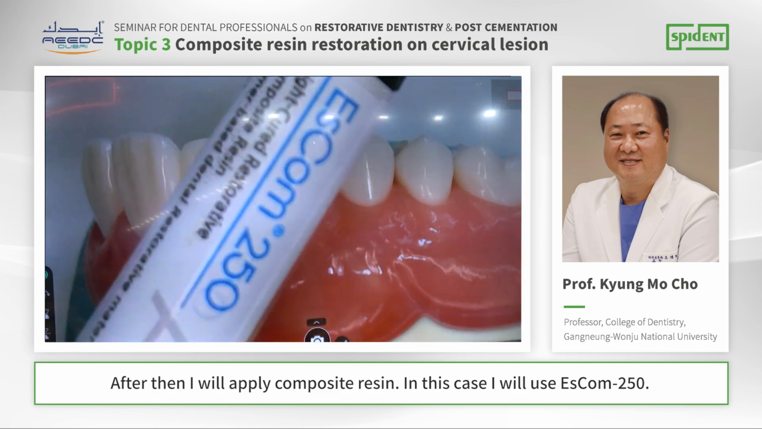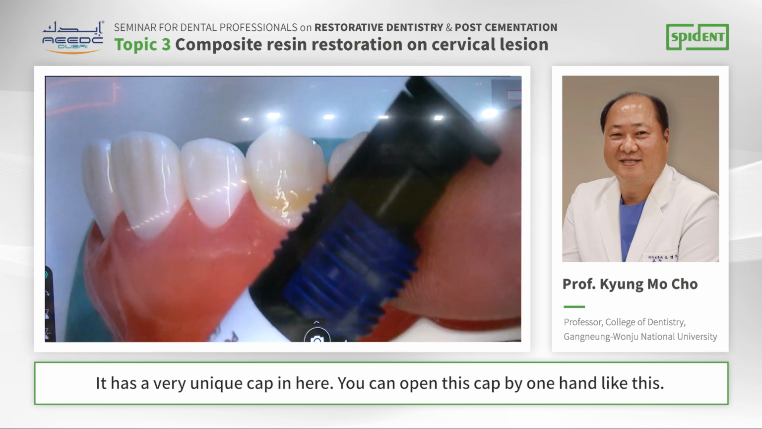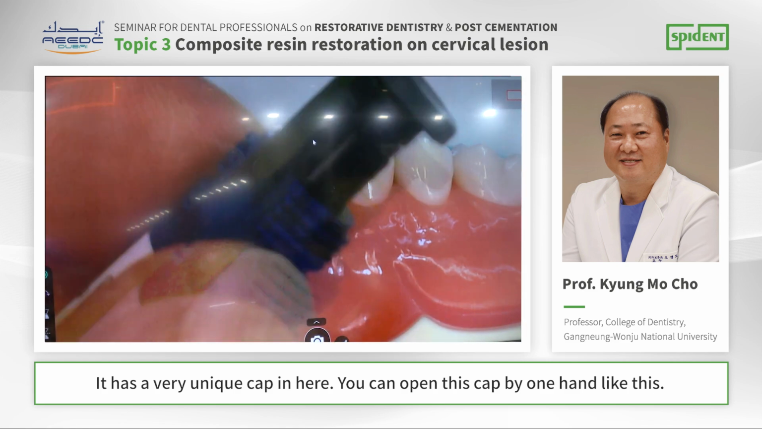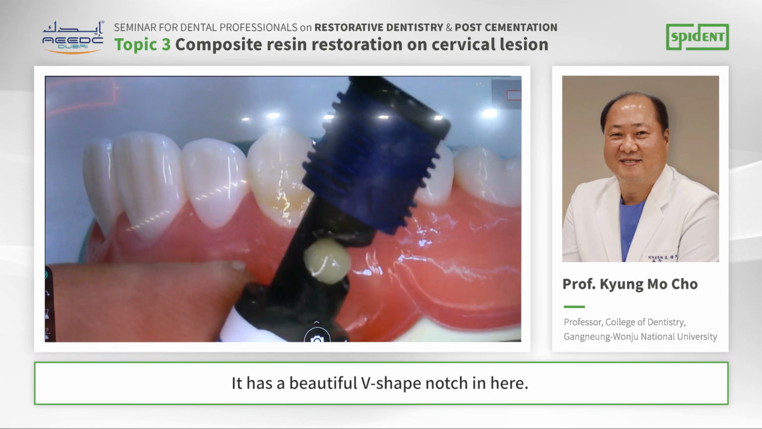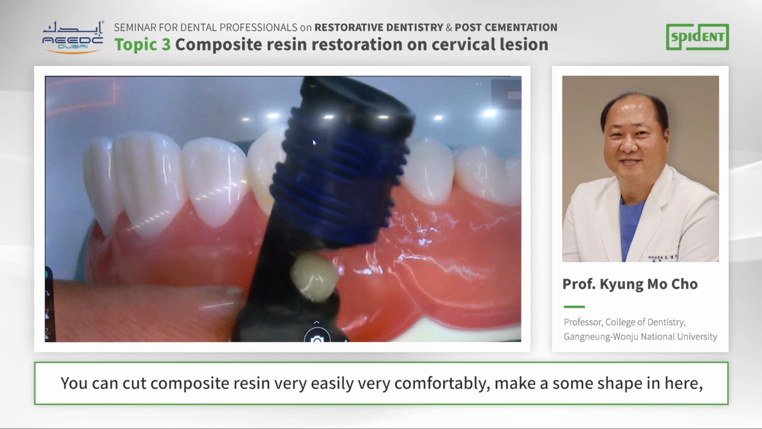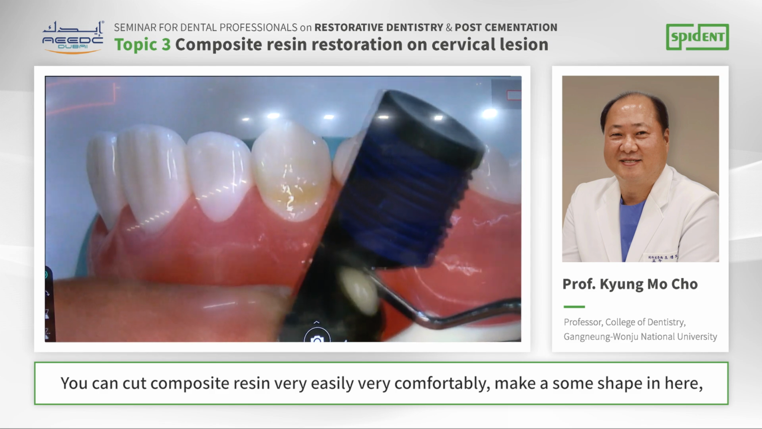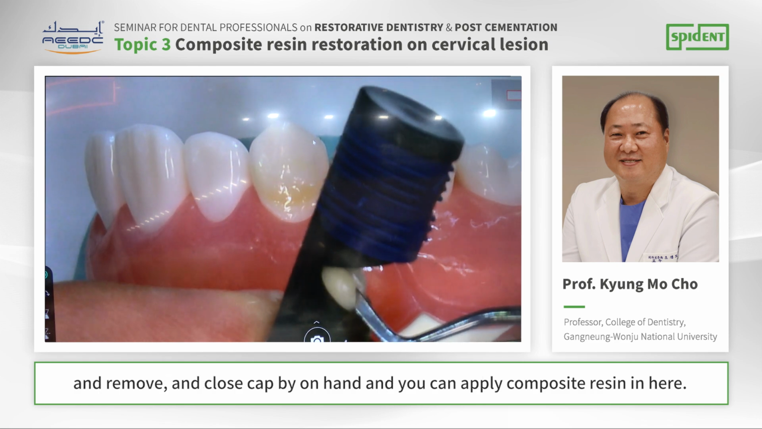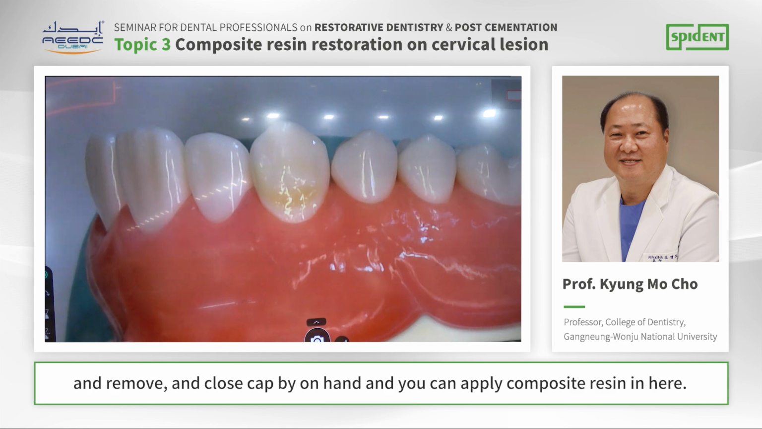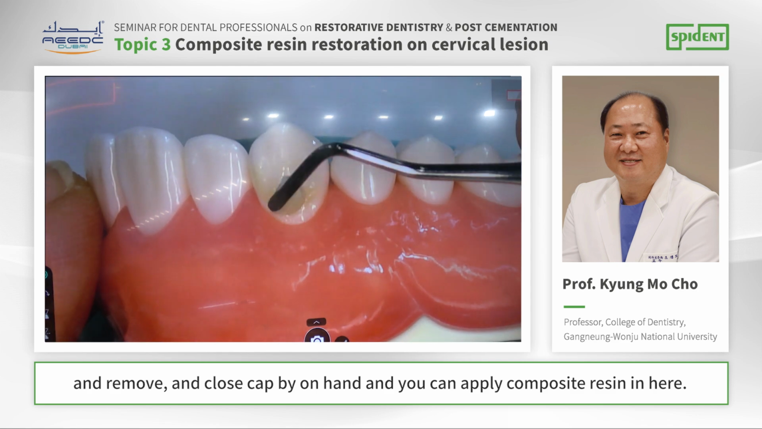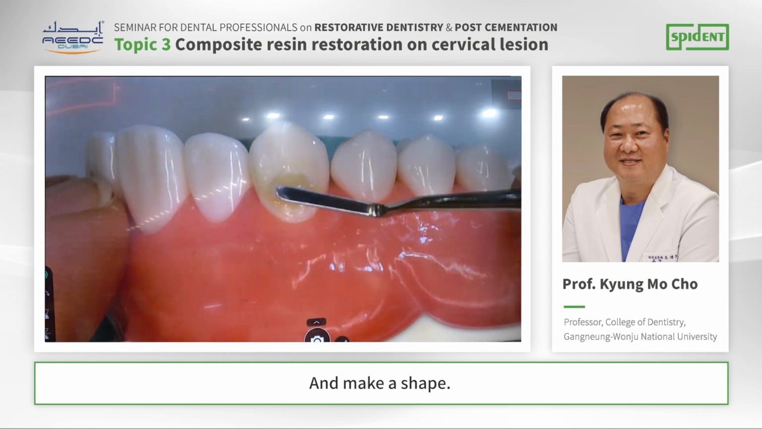In this case, I will use this 250. It has a very unique capsule here. You can open this cap with one hand, like this. It has a beautiful V-shaped notch in here. You can cut composite resin very easily and comfortably. Make the amount in here, remove and close the cap with one hand. And you can apply composite resin to here and make a shape.